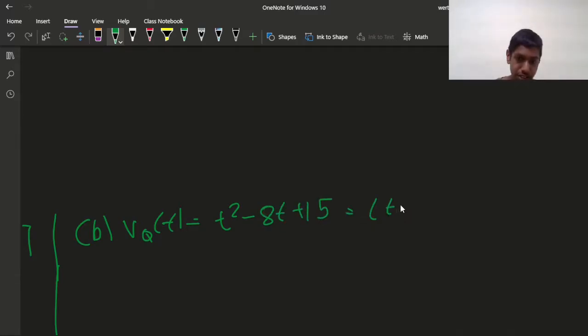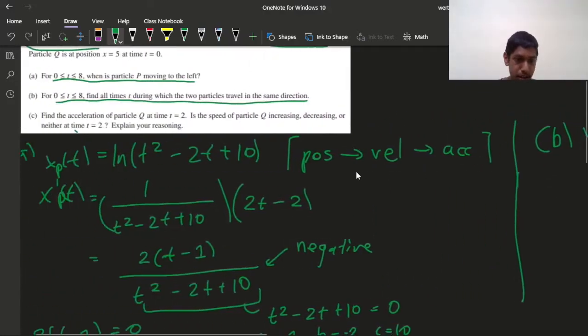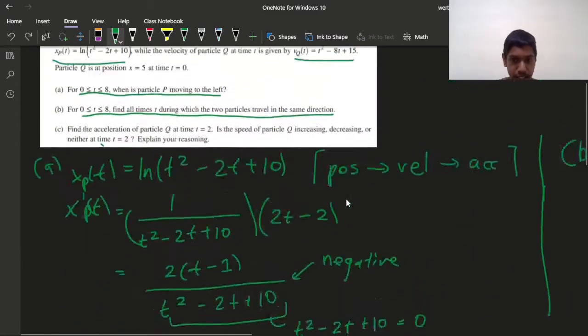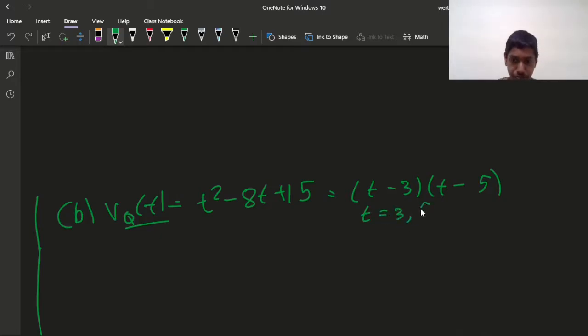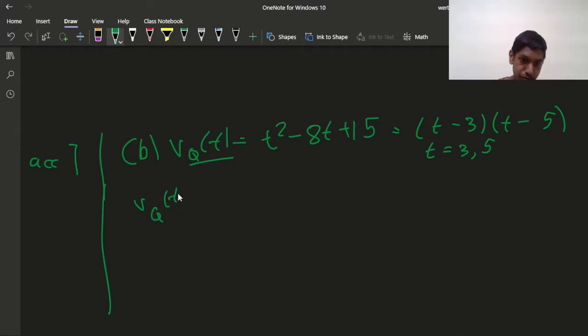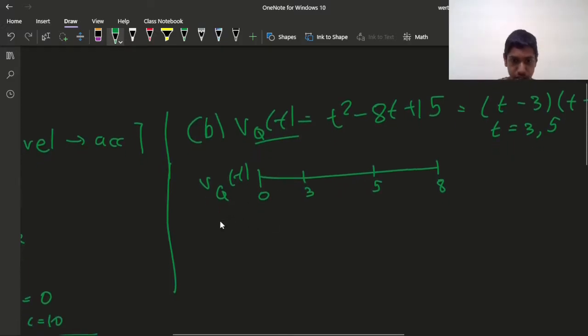And this factors out nicely, luckily, so (t minus 3)(t minus 5). Now we're just going to make a sign chart for vq of t, and then compare it with the sign chart for p, and see where they are traveling the same direction. So t is 3 or 5. Again, label your intervals, make your points reasonably accurate, and put your zeros here.